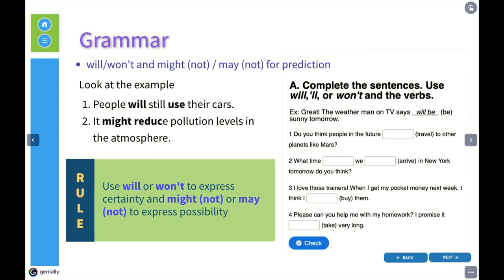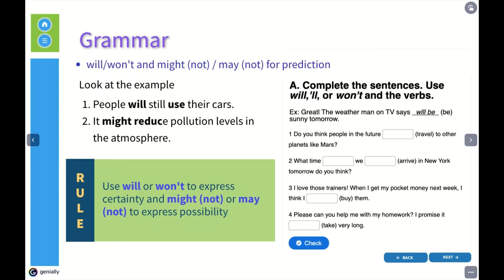First of all, look at the examples. Number one: people will still use their cars. And number two: it might reduce pollution levels in the atmosphere. So you can see the words in bold, will and use. When we use will, we need to use another verb. After will is the base form of the verb. Okay, the base form of the verb.